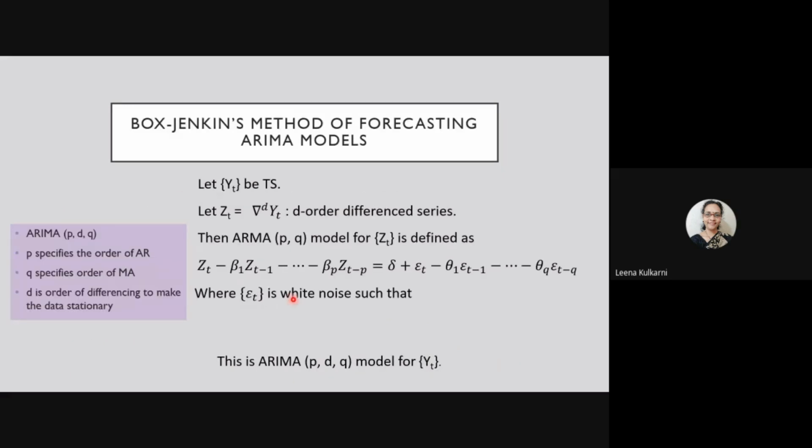Now, once your data is stationary, so maybe it is the d-order difference series which is stationary, you will have to go ahead by fitting a model. And the Box-Jenkins methodology, or another name is the ARIMA model, which is the auto-regressive integrated moving average model. And it defines three parameters, P, D, and Q, where D is the order of differencing that we just now talked about. But this order of differencing D is the non-seasonal differencing order.